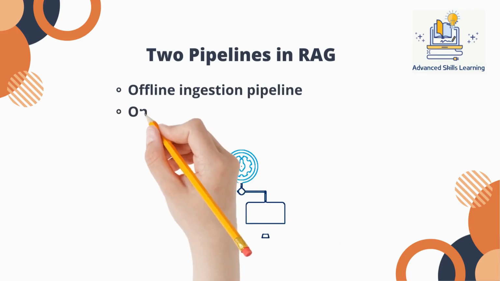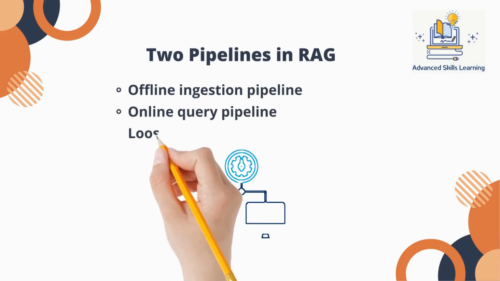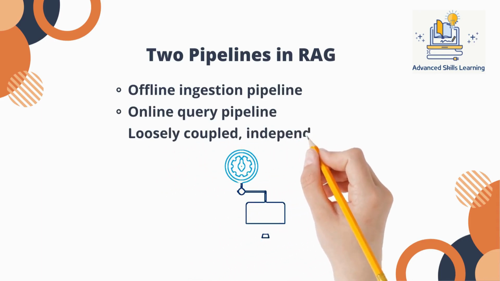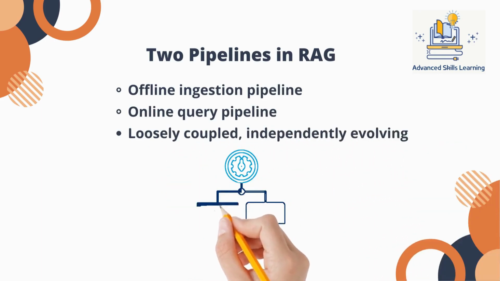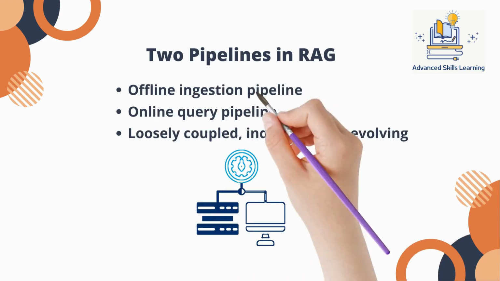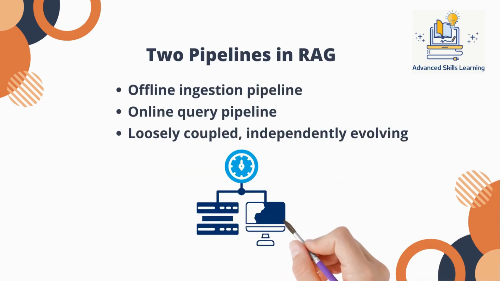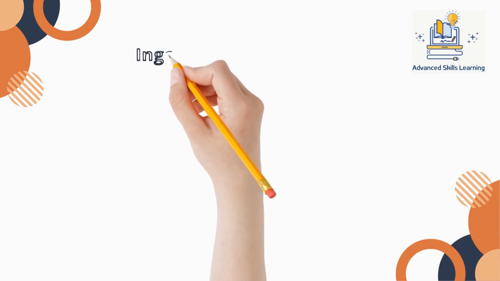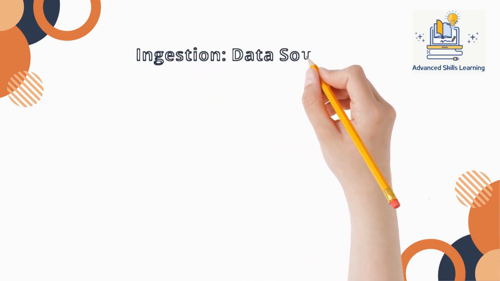The first is the offline ingestion pipeline, where knowledge is prepared and indexed. The second is the online query pipeline, where user questions are answered in real time. These pipelines evolve independently and often break independently, which is why debugging RAG can feel confusing without a system-level view.